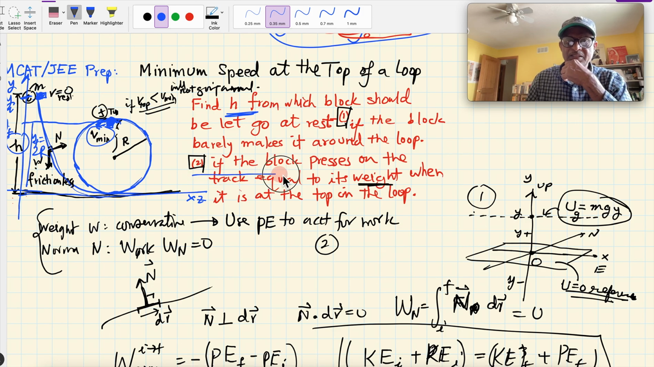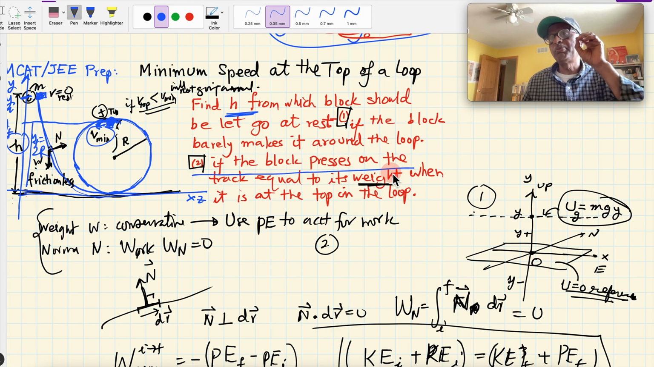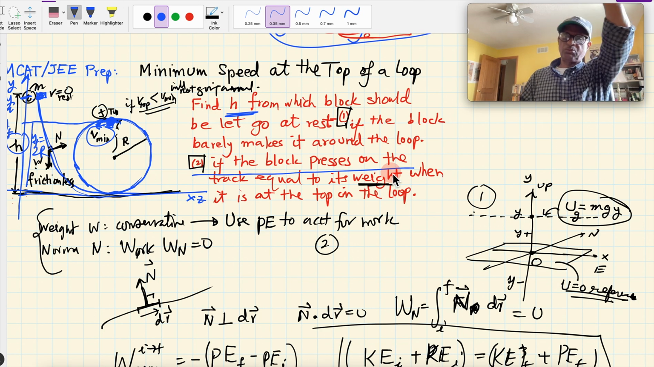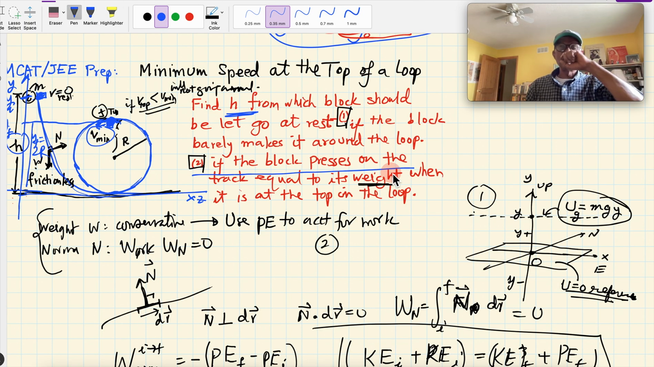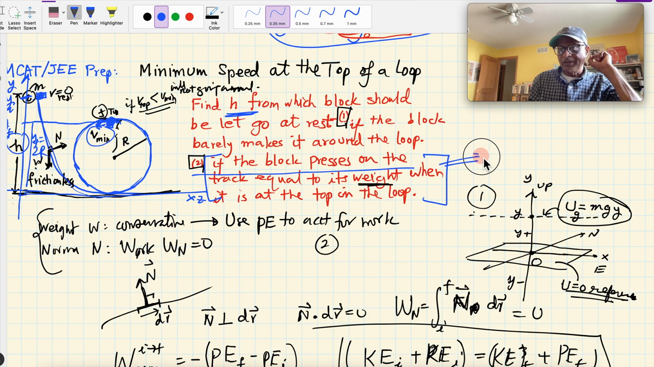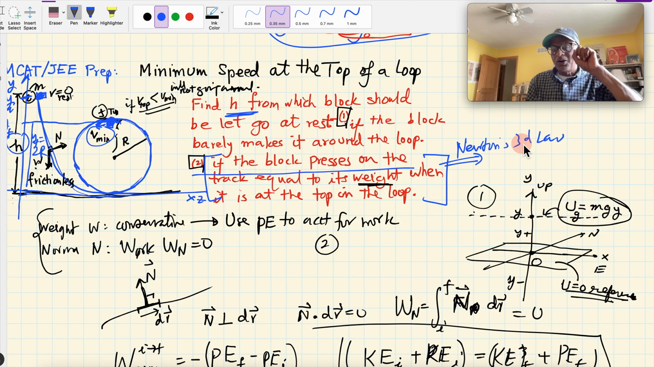Now the second part says, what if I want the block to push up equal to its weight? Well, if the block is pushing up, then the track will push back. That's the normal. So this is actually weird language, and it's said by Newton's third law. All it's saying is, I give you the normal. Normal is no longer 0. Normal is mg.